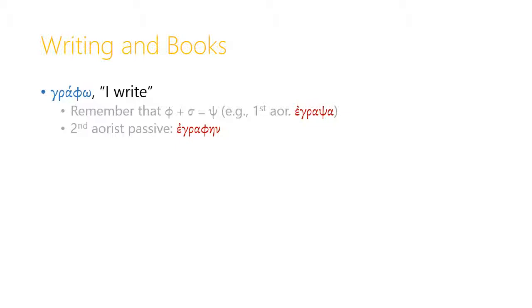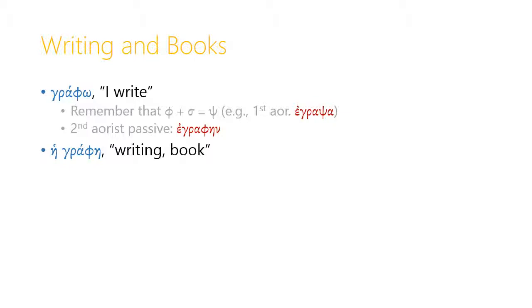Now, this is a good example of how your first aorist active verbs can, on occasion, become second aorist passive verbs. So the first aorist active is agrapsa, but the passive is a second aorist passive because there's no theta there, and it's just agraphane. And probably the reason this is a second aorist without the theta is just that the combination of the phi followed by the theta was difficult to pronounce.